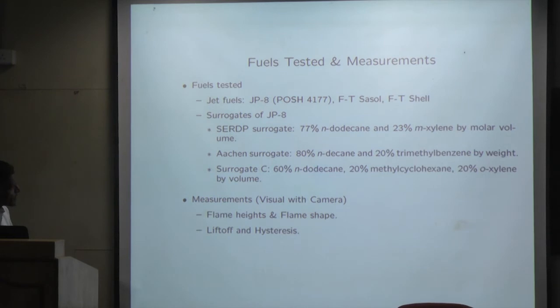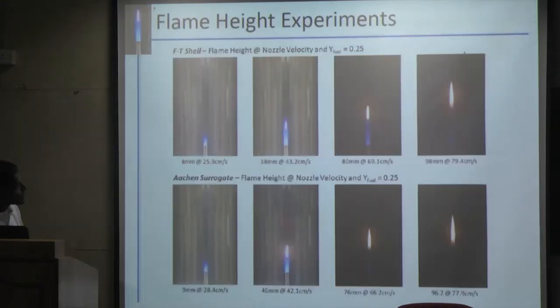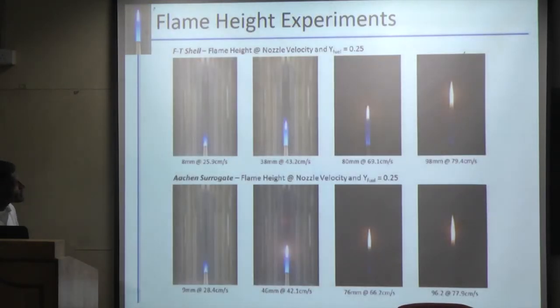Okay, all right. Now you can see that's the flame. That's the photograph of the flame. I'm just showing the Aachen surrogate here, I'm not showing the others. So you can see that this is the Fischer-Tropsch, and that's the shell. One interesting thing is that this is the Aachen surrogate. So these are the conditions, this is 8 millimeters.